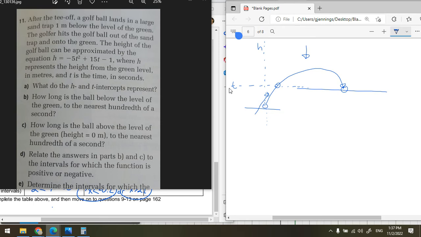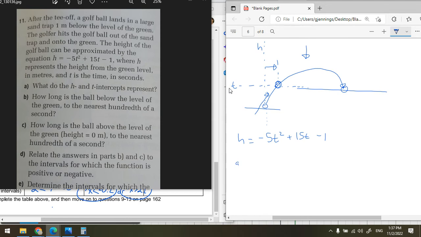How long is the ball below the level of the green to the nearest hundredth of a second? Aha! Let's use the function here. h is equal to negative 5t squared plus 15t minus 1. And if I want to know how long this interval of time is until I get there, I need to know the value of that x-intercept. Oh, it's not an x-intercept now, it's a t-intercept.